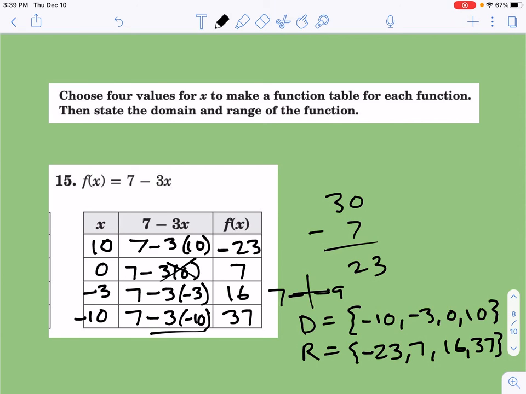And now you can see what I was talking about, how they don't necessarily correspond to each other. Because negative 23 goes with this 10, 7 goes with 0, and it kind of goes like that. But when you're writing them in this notation, you always just go least to greatest, and you don't worry about them matching up with each other. All right? Okay, that's kind of the skinny.